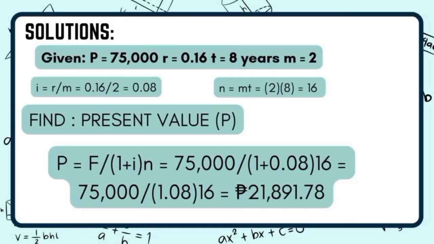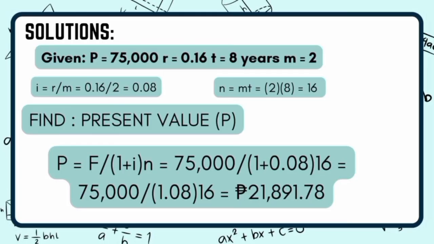And here's our solutions. So our given is F equals 75,000, R is 16%, ug ato ni siyang gi-convert into 0.16. Ang T is 8 years ug ang M nato kay 2 kay semi-annually man siya. Ug para makuha nato ang I, gi-divide nato ang R ug M, which is ang 0.16 ug 2. Mao na nakakuha ta og 0.08. Ug para pod sa N, gi-multiply lang nato ang 2 ug 8 mao na nakakuha ta og 16.